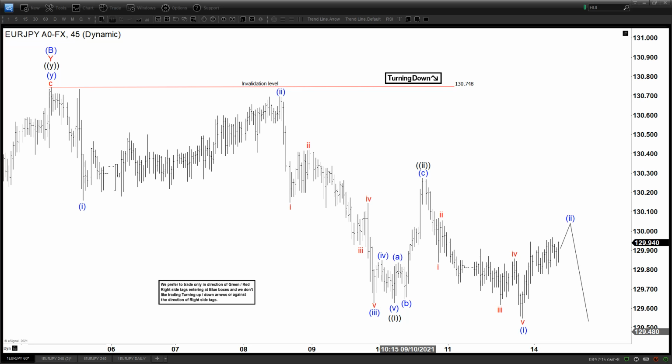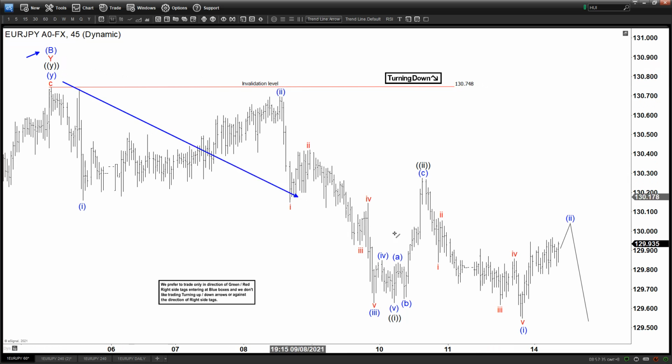And for today, we are looking at the chart of the Euro Yen. This is a 45 minutes chart right here. We can see we ended this with B at 130.748. And so what that means then is that we are right now within the C leg on the downside, and within the C leg we can see currently it is in progress.